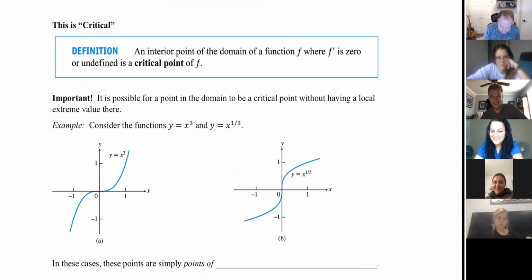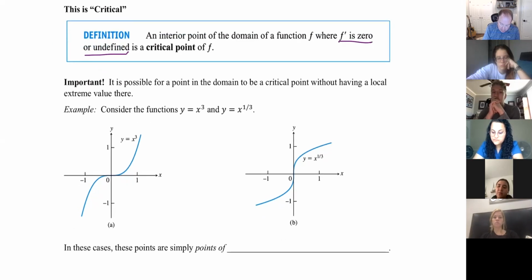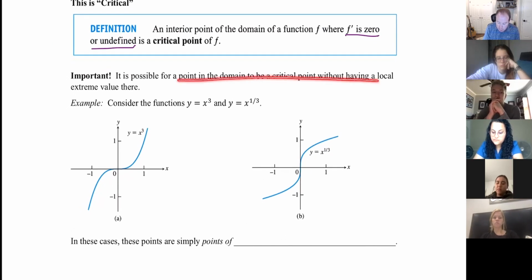This is critical. The interior points, so notice again, we're just looking at interior points of the domain where the derivative is 0 or undefined. So we have two examples right here. It is important to note that it is possible for a point to be a critical point and still not be an extreme value. Just because it's a critical point does not mean it's an extreme value. It's just a scenario where there could be an extreme value, and we'll see that below.